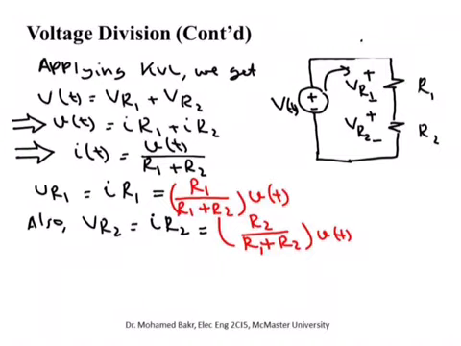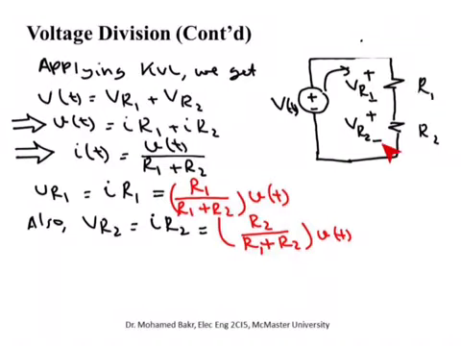Okay, so we agreed it is the same current flowing in this loop, the same current everywhere. We have two voltages, VR1 and VR2. The sum of VR1 and VR2 must be equal to the total voltage V. So if this is 10 volts, this may be 4 and 6, or 5 and 5, or 2 and 8. This division ratio will depend on the values of the two resistances, R1 and R2.